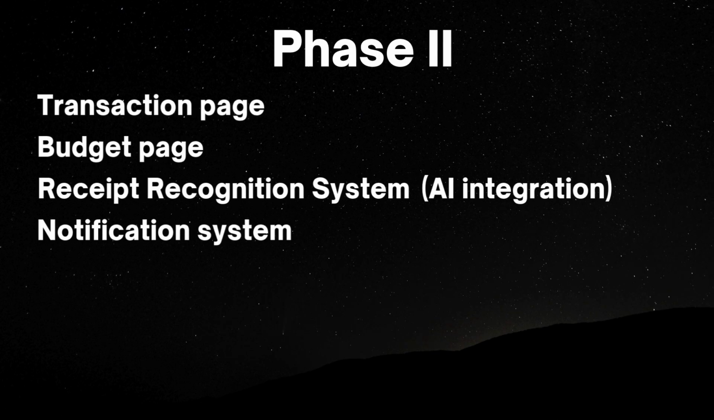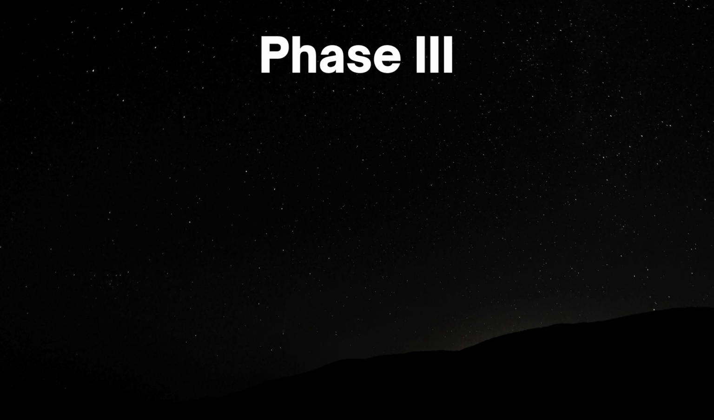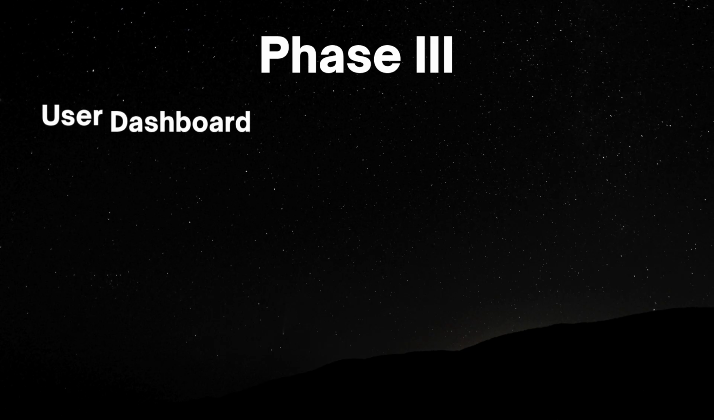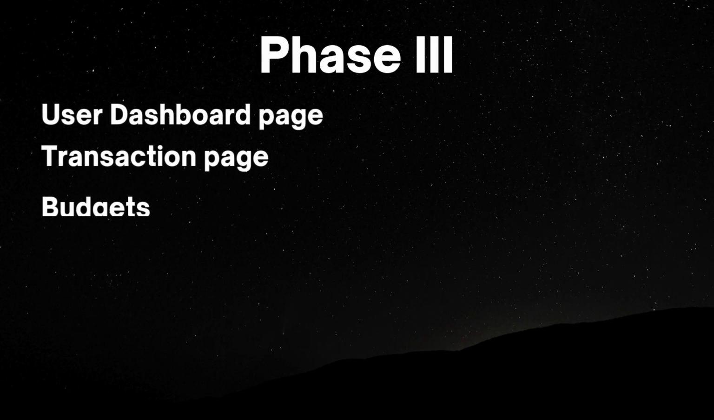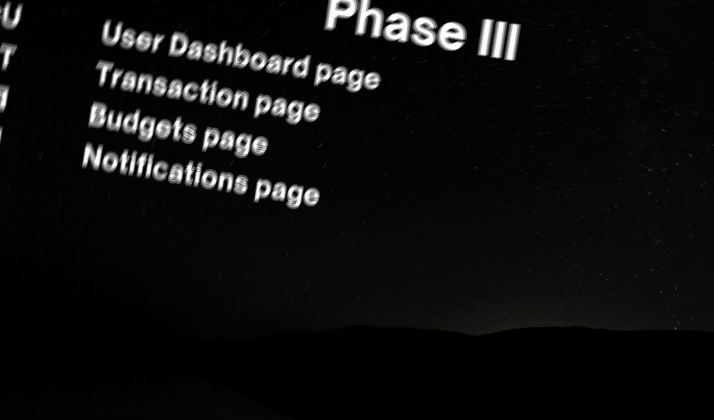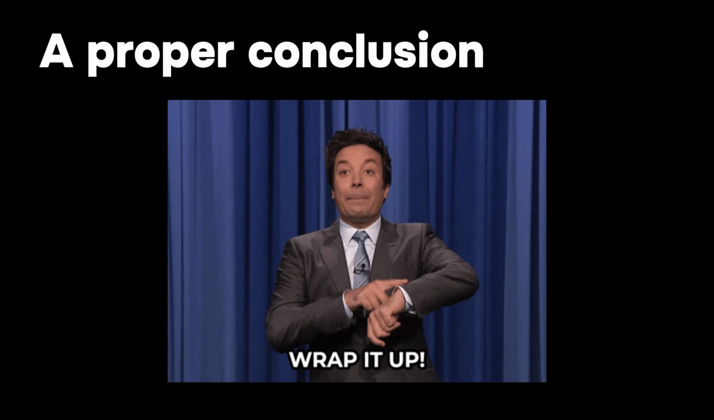And then we have the final phase, which is phase 3. In this, we will be connecting our front end with our back end systems, which means the pages we initially created, like the dashboard page, transactions page, the budgets page, and the notification page, all of that from the front end will be connected to our back end with the help of global state management. And upon that, our entire project will come to a conclusion.